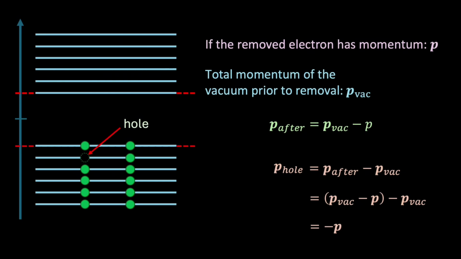Physically, we expect the vacuum to have zero net momentum anyway, since for every negative energy electron with momentum p, there should be another with momentum minus p, causing their contributions to cancel.